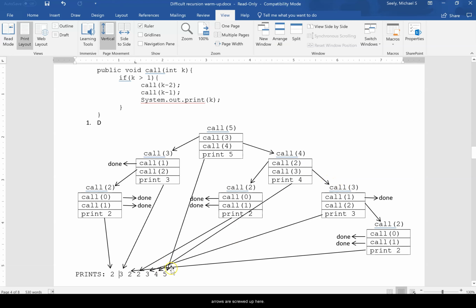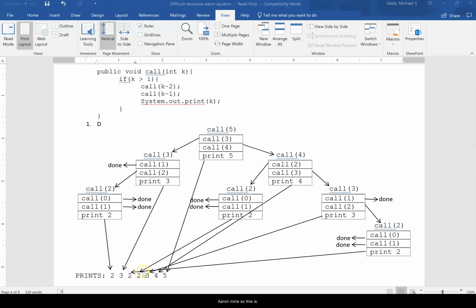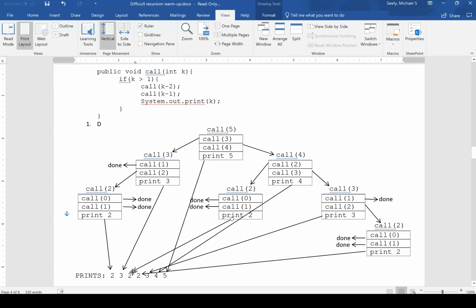I think my arrows are screwed up here. Let me see here. I found an error in mine. This should be on this 2, and this should be on the other. That's what was screwing me up. Okay, so anyway, we get this one done, it prints 2. We go back up the stack. We get this one done, it prints 3. We go back up the stack.